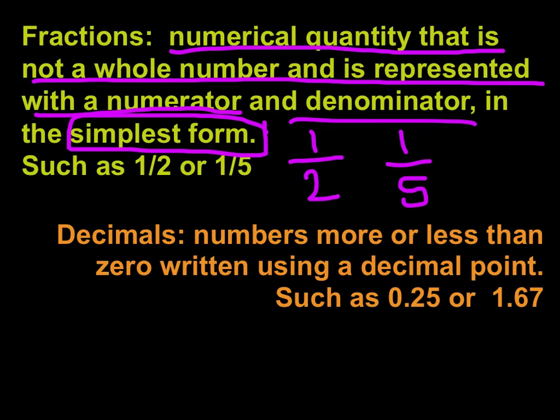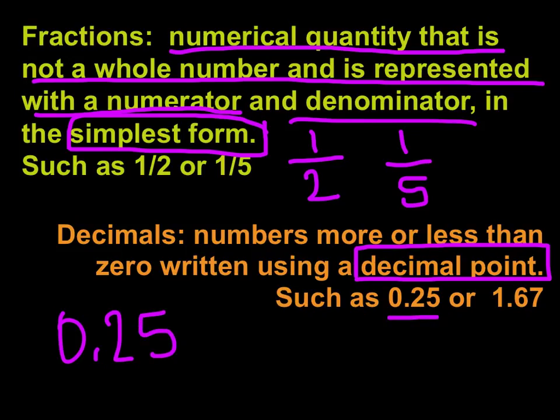Decimals are numbers that are more or less than 0 and are written using the decimal point. Here I have an example of 0.25, where the 2 is in the tenths place and the 5 is in the hundredths place. And then there's another example where 1 is greater than 0 and we have the decimal point, 6 and 7, tenths place, hundredths place.